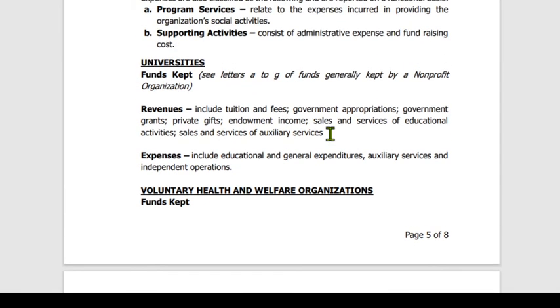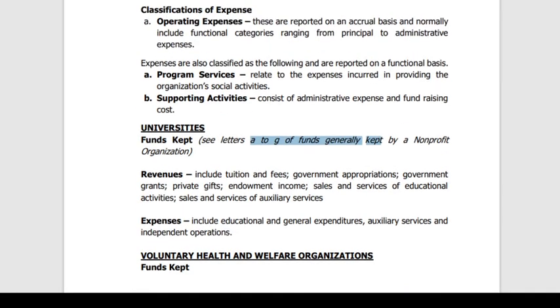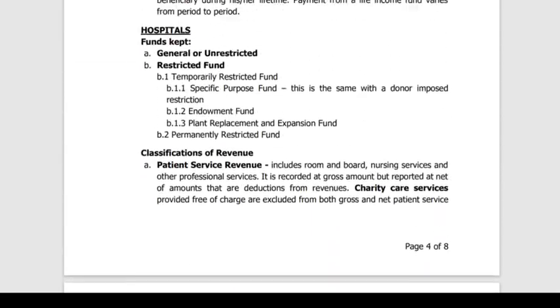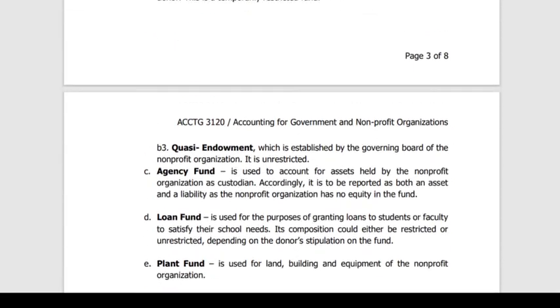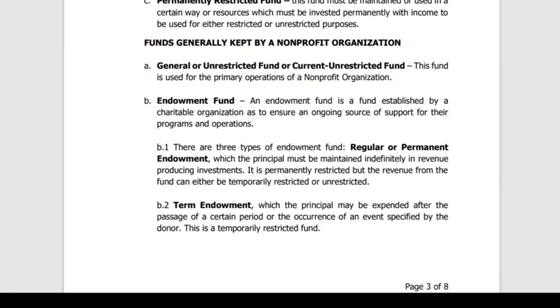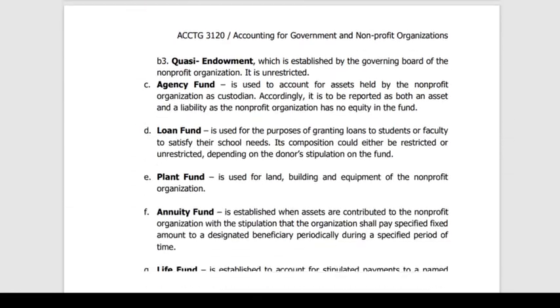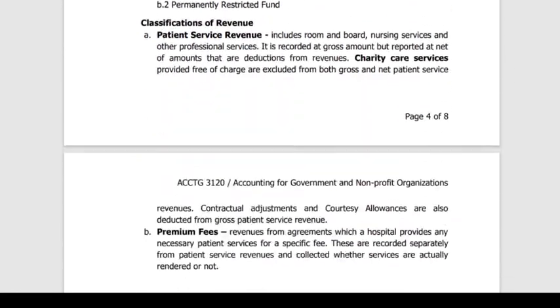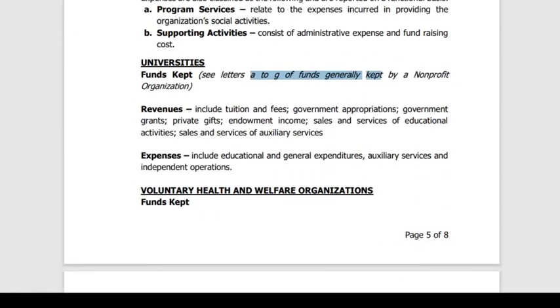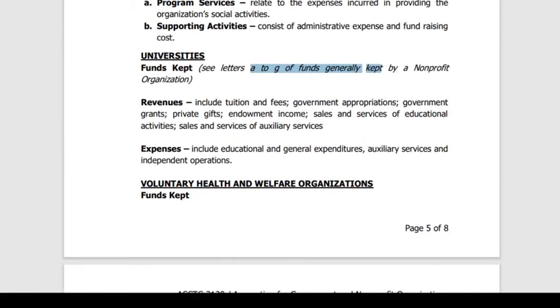Okay, balikan natin. Under the universities, may sinasabi siyang see letters A to G of funds generally kept by a non-profit organization because essentially the same ito. So, balikan natin. Asan ba yung A to G? Ito, yung diniscuss natin kanina. Yung general unrestricted fund up to the life fund because essentially yun din ang kinikep ng universities.